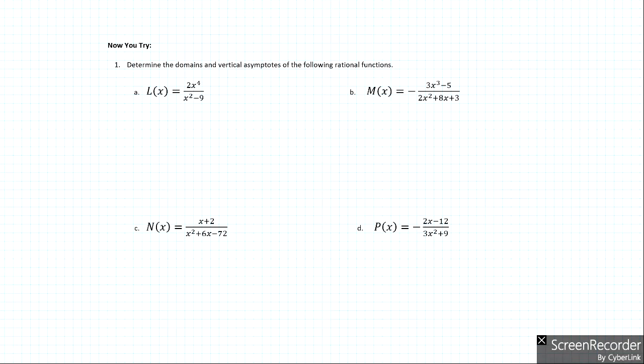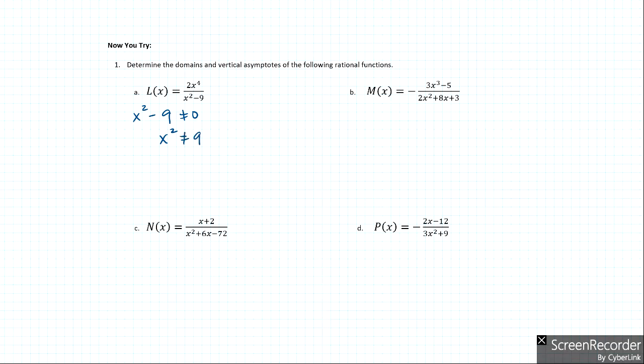Now for the first one, we start off with a denominator doesn't equal to 0, so we have x squared minus 9 doesn't equal to 0. Here you can either use the difference of squares to do the factoring, or you can use a square root property. And I'm going to use the square root property since we have been doing factoring a lot, but not the square root property as much.